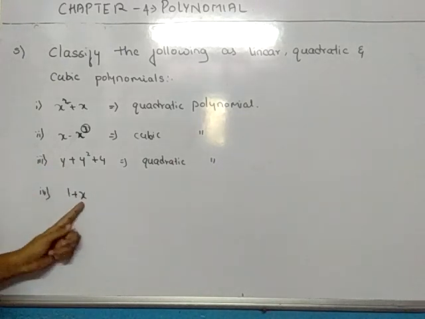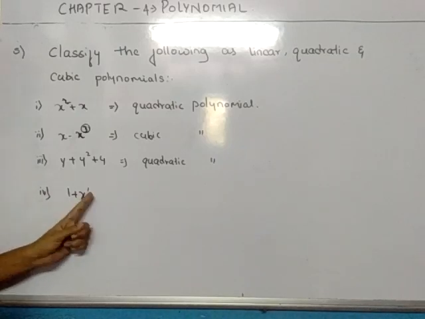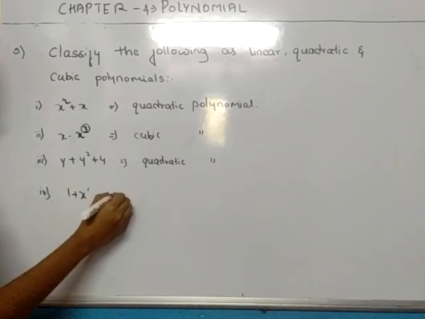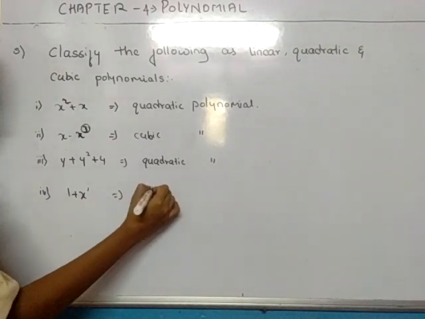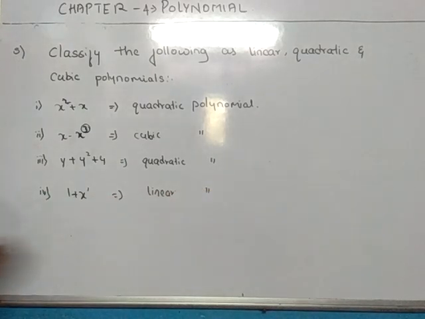And similarly, the fourth one, that is 1 plus x. Here you can see only x raised to 1 is there. Yes or no? X raised to 1 means 1. If the power is 1, it will be a linear polynomial. Linear polynomial.